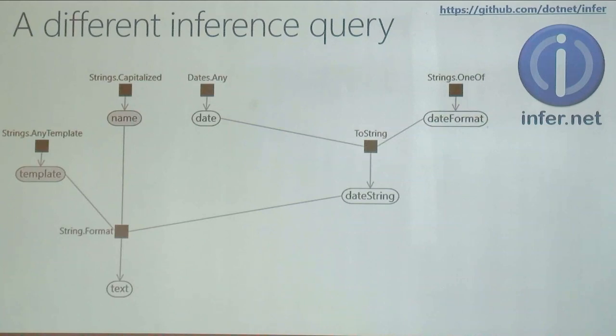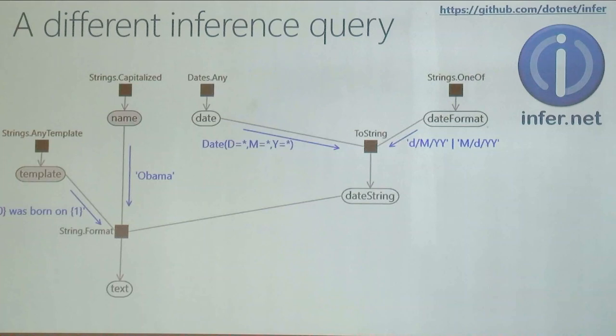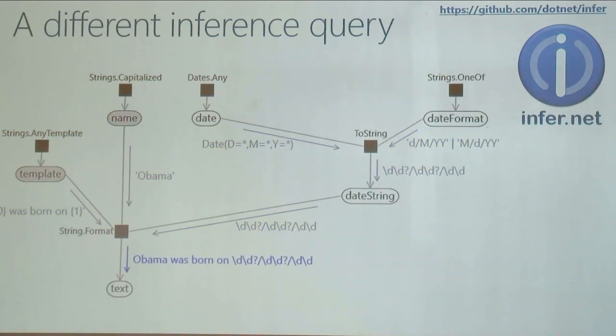So here's the same model, but now we have a different pattern of observations. Here we observe name and template. We can do inference in this model just as we did before. And then if we ask what's the value of text in the presence of these observations, we see that the text variable has an uncertain value. And that uncertainty comes from the uncertainty in the date, which we haven't observed.